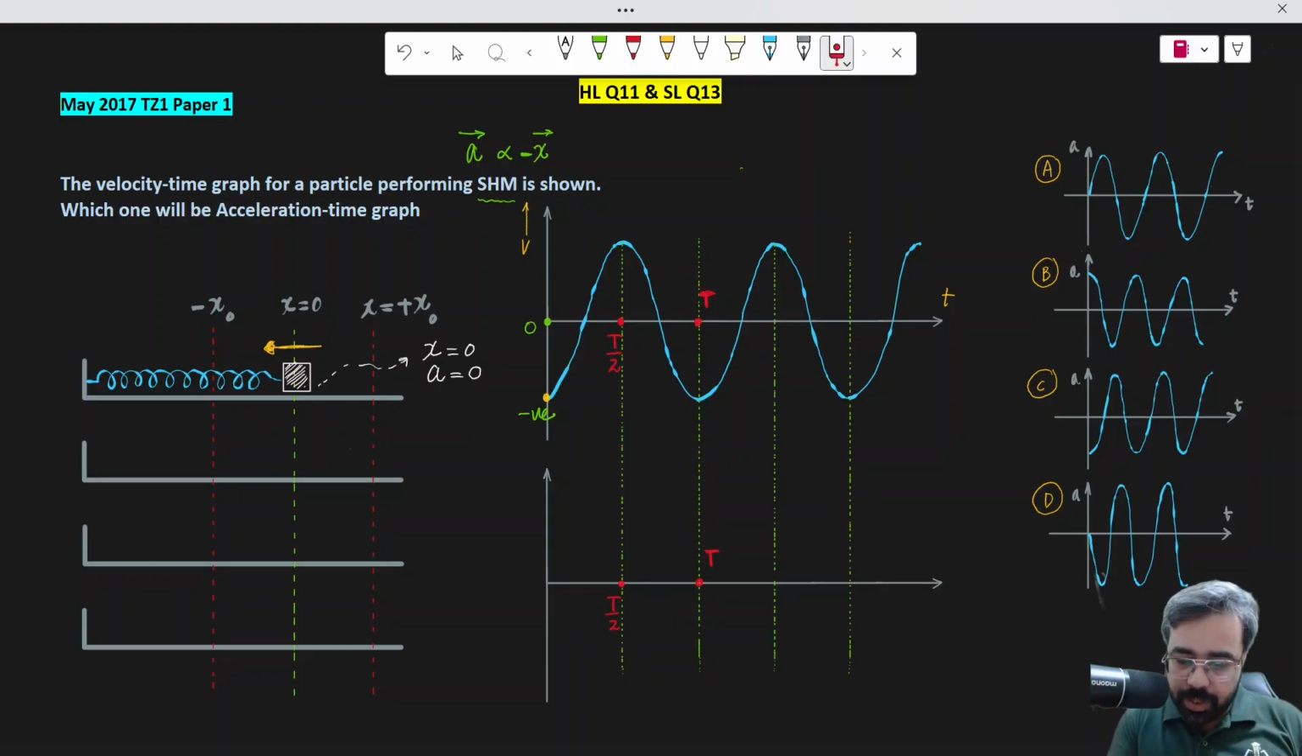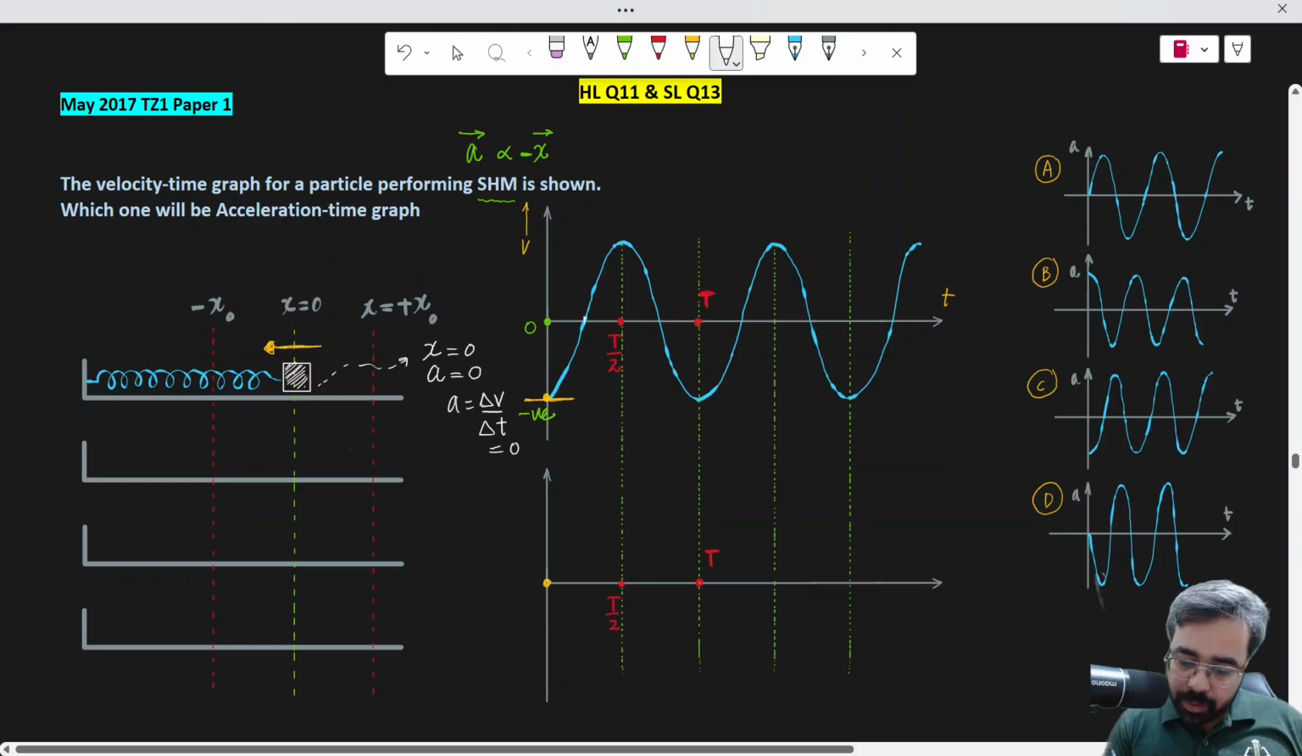Secondly, if you notice, at that point, if I draw a tangent, the tangent is a horizontal line. So if I find the slope or gradient of the velocity time graph, it gives me a zero value, which again shows the same concept, that acceleration must be zero at time t equal to zero. Now let's talk about this point.